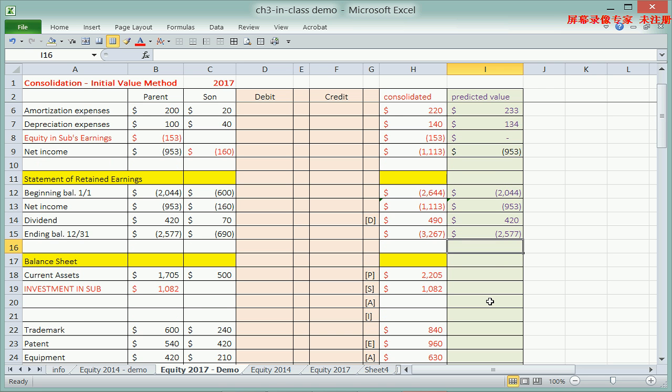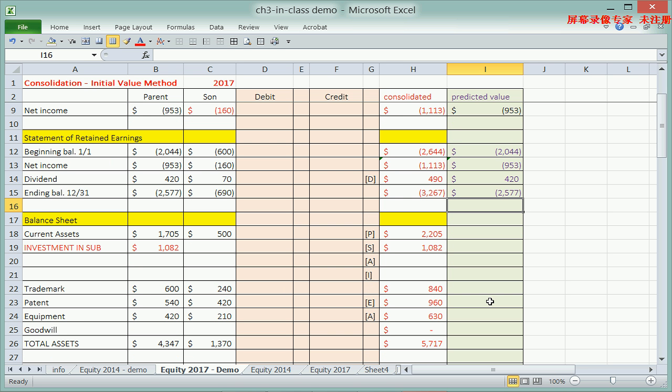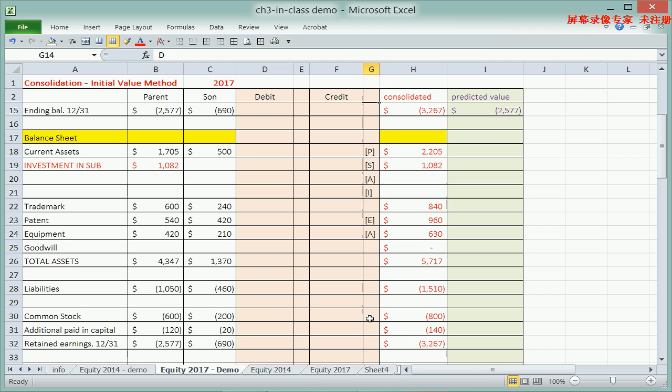Okay, now the same idea persists. The current assets or any asset number should be the parent plus the sub, and if there is any fair value excess, we need to add it to the P plus S. But remember, only the unamortized fair value excess will be added. We will see that in a moment. So we add the parent's current assets together.